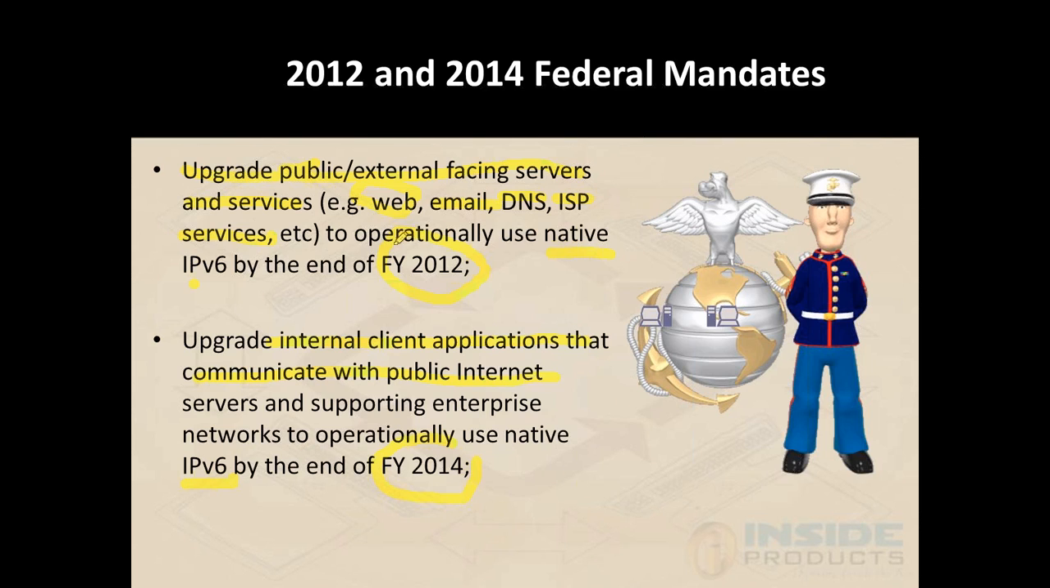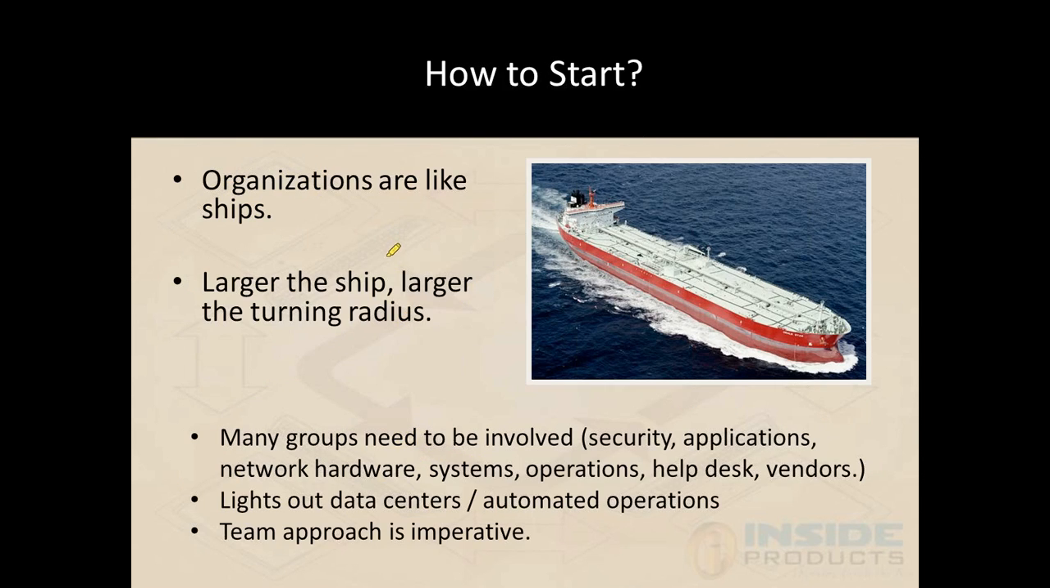And you'll notice what they say. The thing that has to be done by end of 2012 for federal agencies is to upgrade their public or external facing servers and services. What we're talking about is the services that face the internet. That's what they mean by public or external facing. When you hear external facing, people are talking about facing the internet. Internal facing are those on your internal network that do not necessarily go out to the internet.